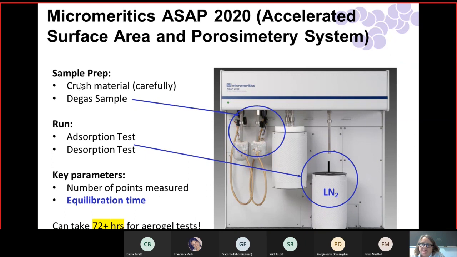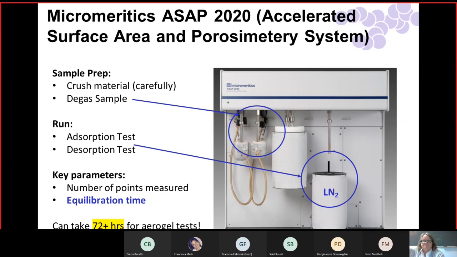And then you have to degas your sample, and that's to drive off anything that may have adsorbed already onto the surface, like water vapor, if the sample's been sitting out. And so this is a degas port. These are tubes, and you put your sample in the tube, and this is connected to a vacuum pump. So it's evacuating the sample, and there's a seal frit, a cover, so that the sample doesn't get pulled up.